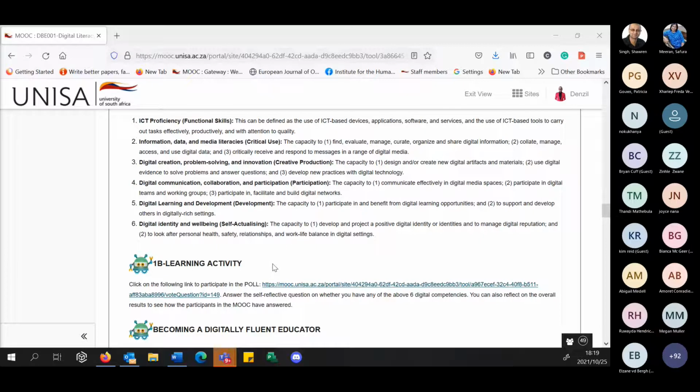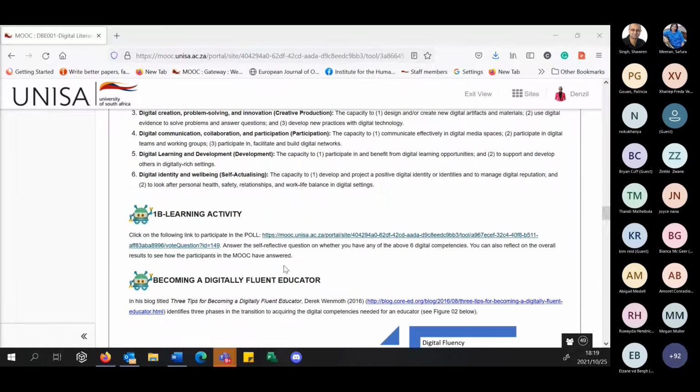An activity to engage with this. And here I ask you to simply click on a poll, right? So the poll is literally a voting tool that forms part of this course. And you'll find that we try as much as possible to integrate a lot of these additional tools so that you are exposed to these tools and how they can also be integrated in teaching and learning.